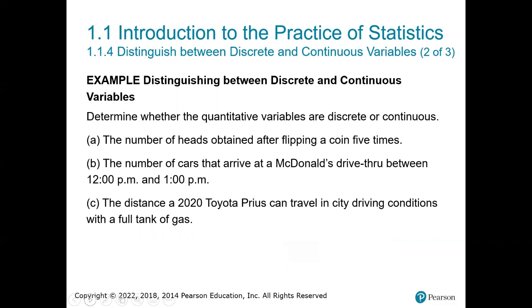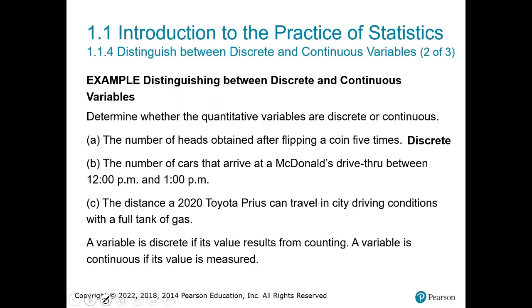All right, so the number of heads obtained after flipping a coin 5 times. Is that something I count, or is it something I calculate? That is something I count. So that is discrete. It flips 3 heads. It flips 5 heads. I'm counting how many happen.